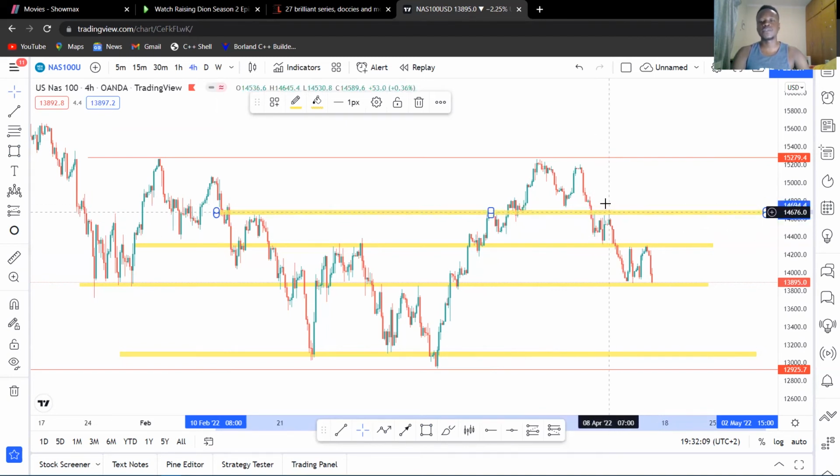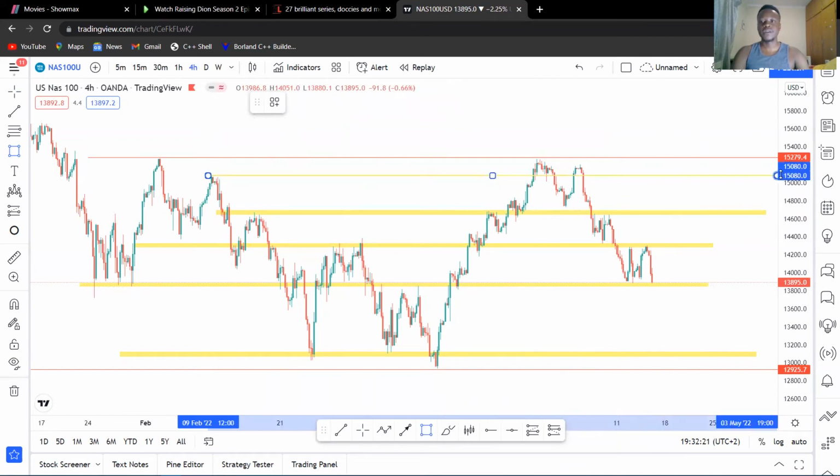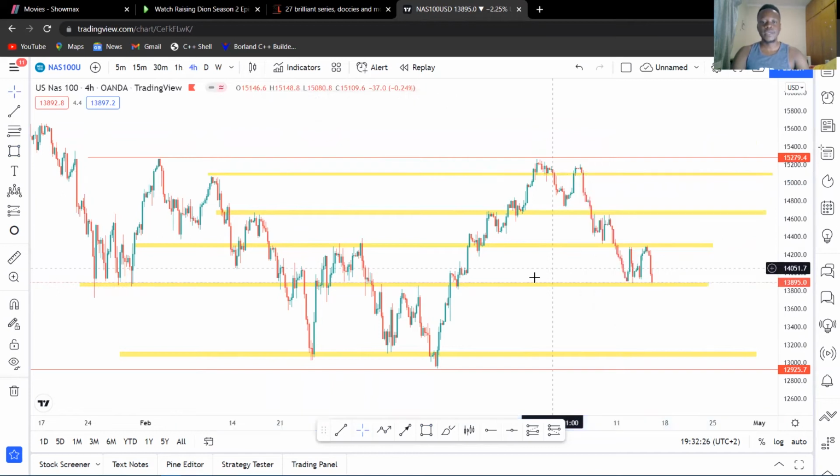So this double top was indicating to us that we are not going to break this level. We're going to sell. So right now we're going to create another resistance, which is somewhere around here, and then inside we are having your minor support and resistance. So your minor support, it's here.